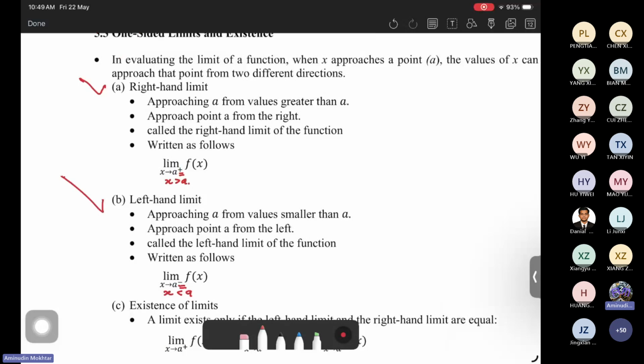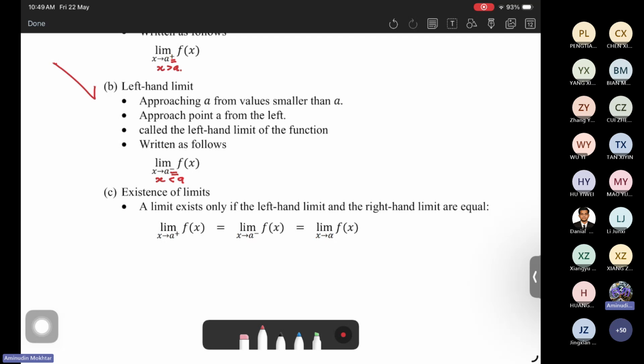So in this section, we can conclude that for any limit, there must be a right hand limit and a left hand limit. In other words, we need to check whether the right hand limit exists or not, and the same for the left hand limit. In conclusion, because we have these two types of limit, we can conclude that a limit of the function exists only if the left hand limit and the right hand limit are equal.